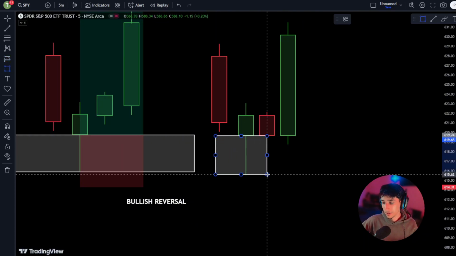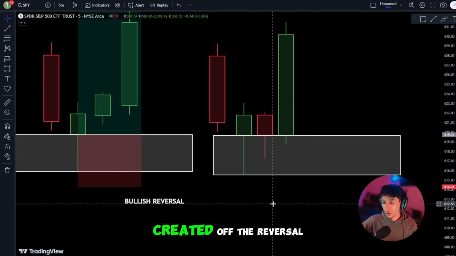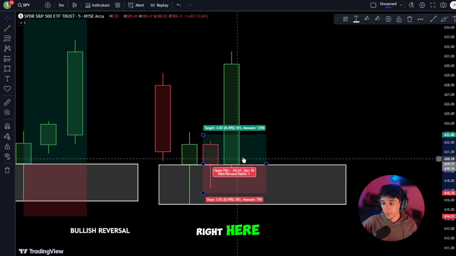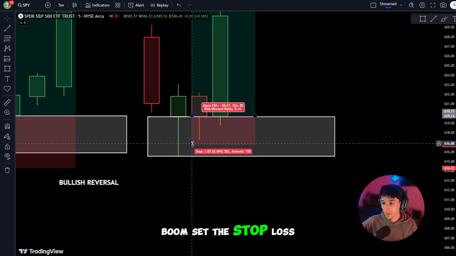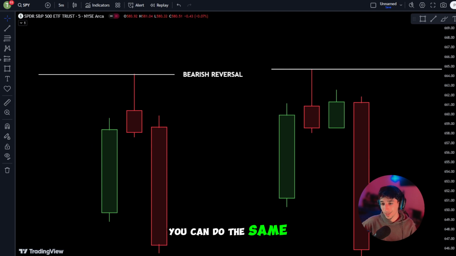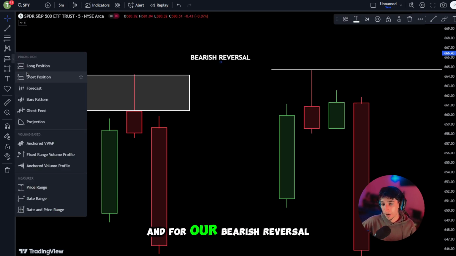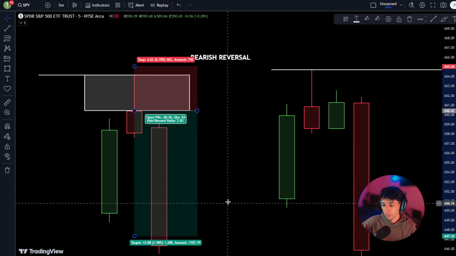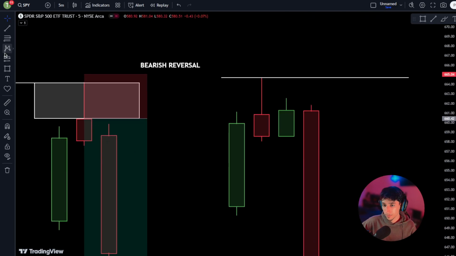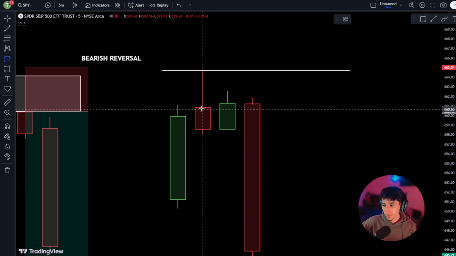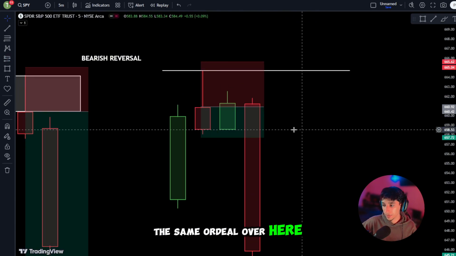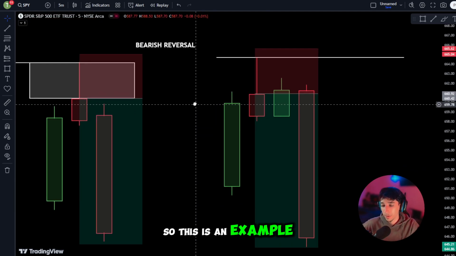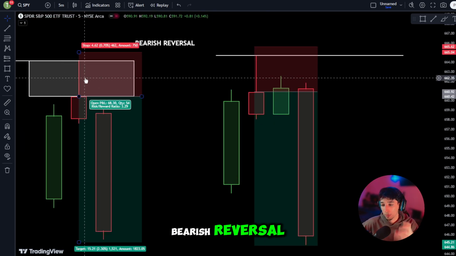You guys can see, using the wicks that we created off the reversal, we can create a nice strong zone for ourselves, set up a long position right here. Boom, set the stop loss below. On the flip side, you could do the same exact thing for the short position here. And for our bearish reversal, we're going to have a short position. And the same ordeal over here. Boom, boom. So this is an example of how you can utilize these bearish reversal price action candles.